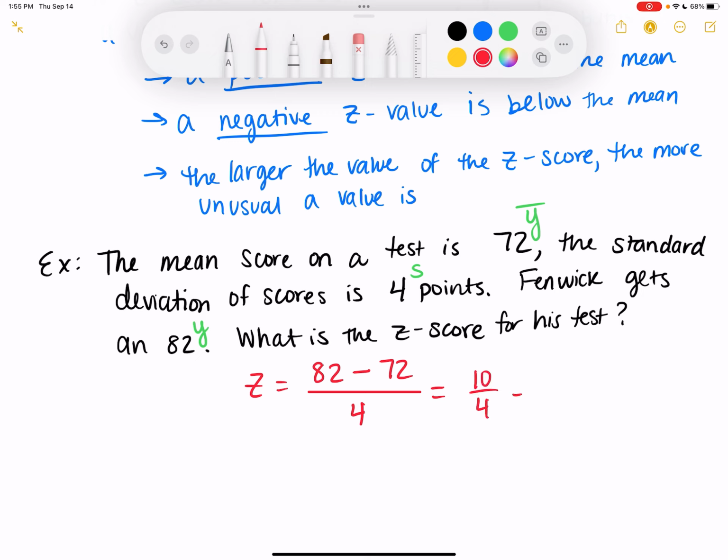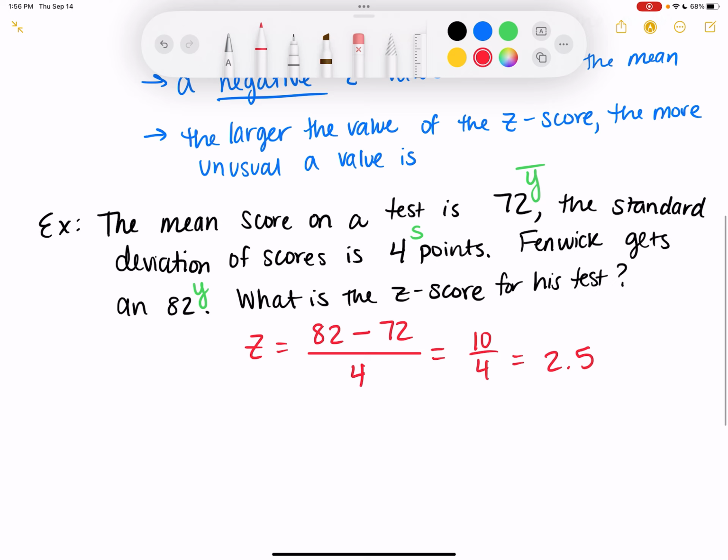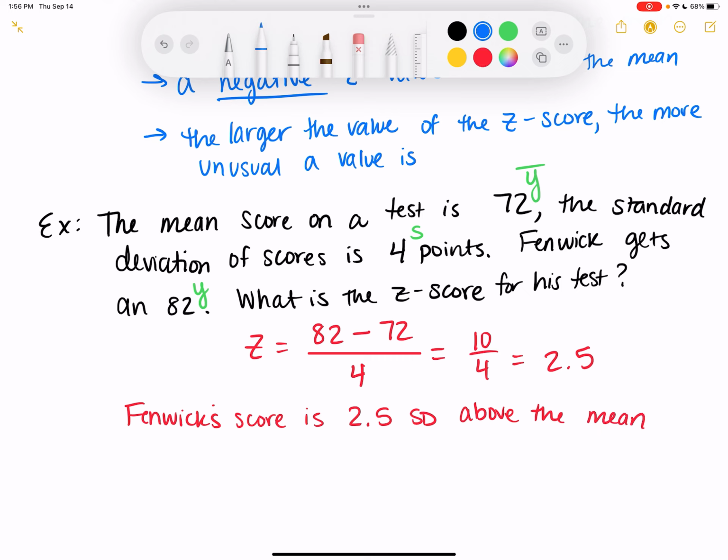I mean, yes. So this is 10 over 4 or 2.5. So the conclusion for that is that Fenwick's score is 2.5 standard deviations above the mean. So good job, Fenwick.